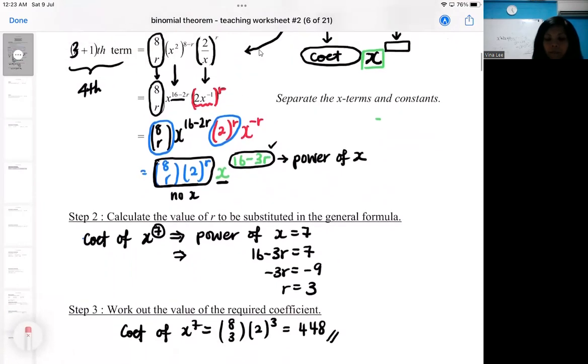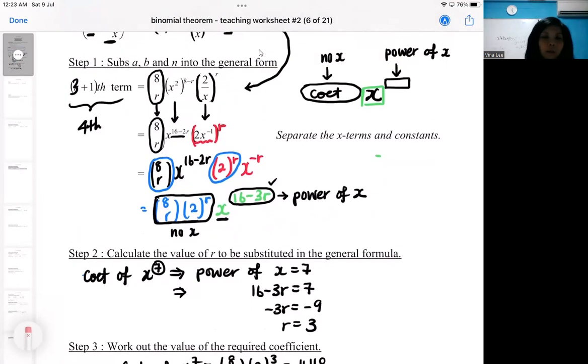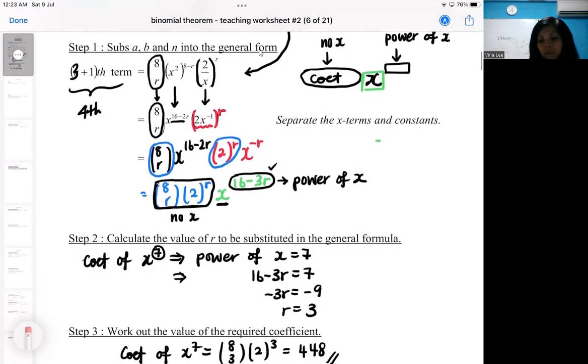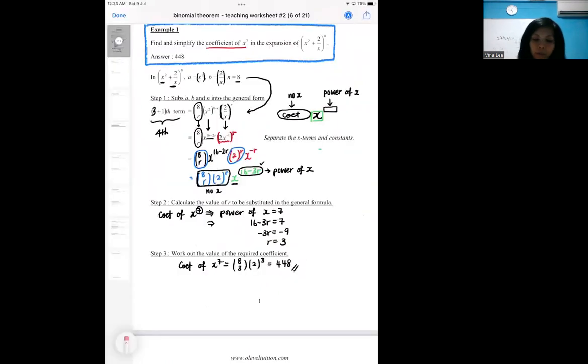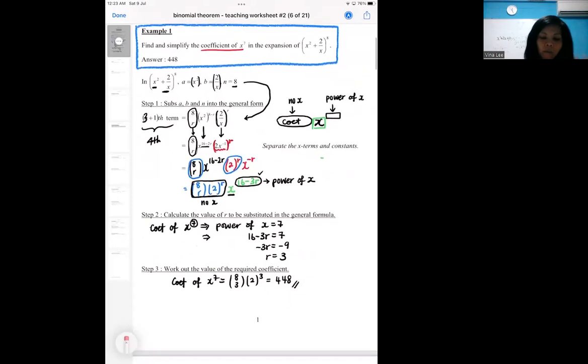In your general term, there should be a coefficient part, there should be an x, and there should be a power of x. The coefficient part, in short, will be the part with no x. So it's an x versus no x concept in your general term. If you couldn't get this clear, you'll find the general term very difficult. So when do you use a general term? You use it when we are only interested in finding one specific coefficient in a single expansion.